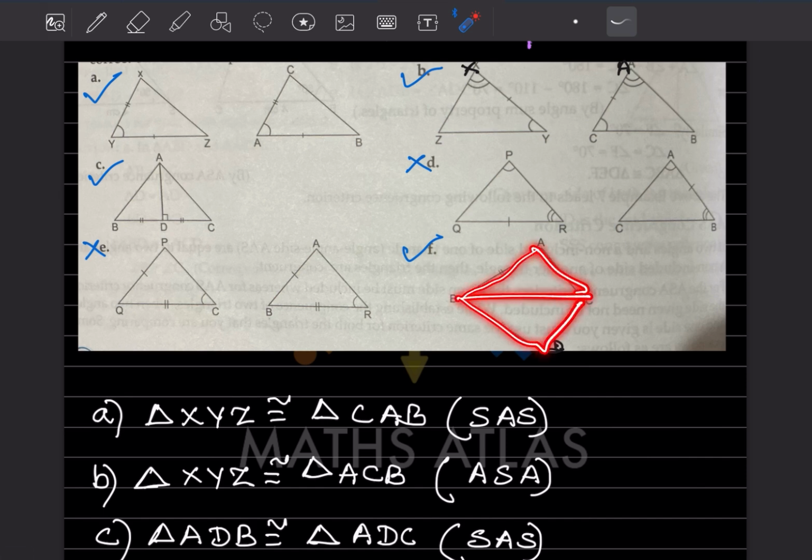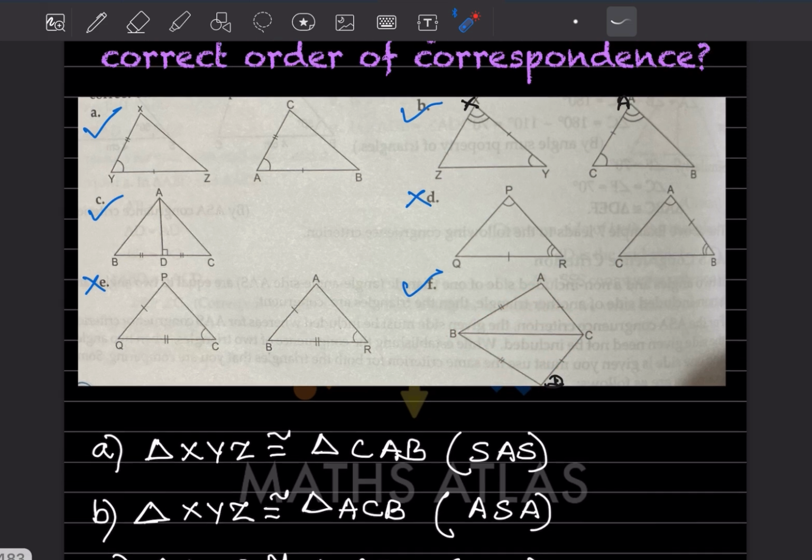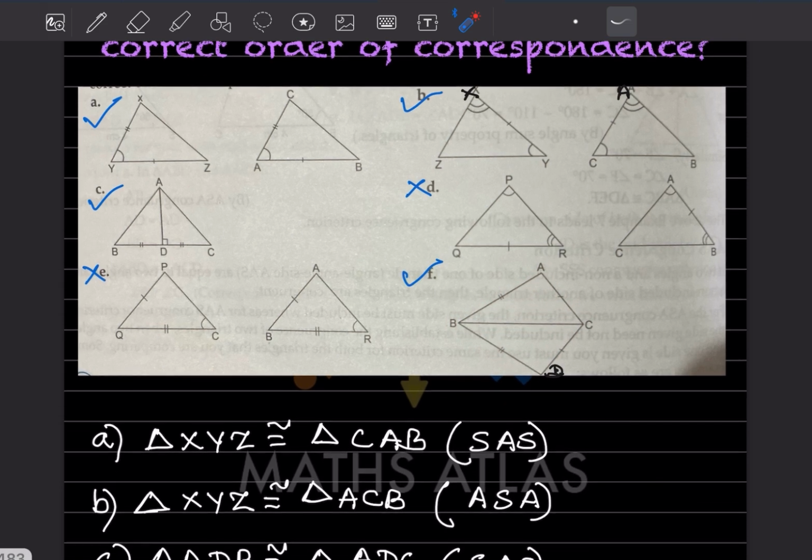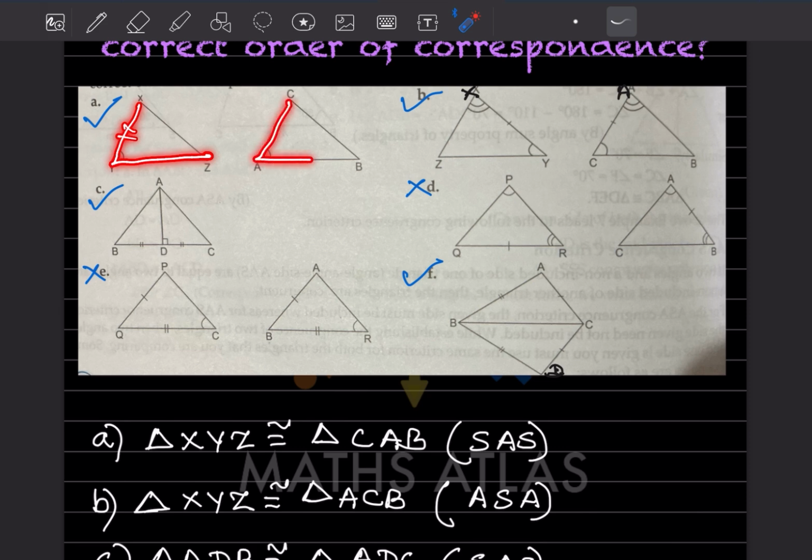Now you can see here, this side is equal to this one, this side is equal to this one. So this is congruent, and both triangles are of the same shape. Here for the first one, A, XYZ is congruent to CAB. Because you are going this way, XYZ, you have to go this way also, that will be CAB. Here, side, then in the middle the angle, and then the side, SAS.